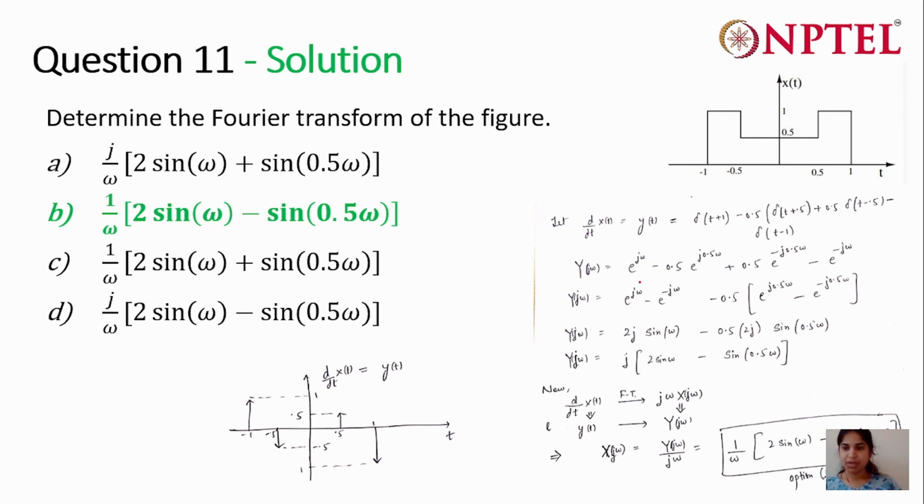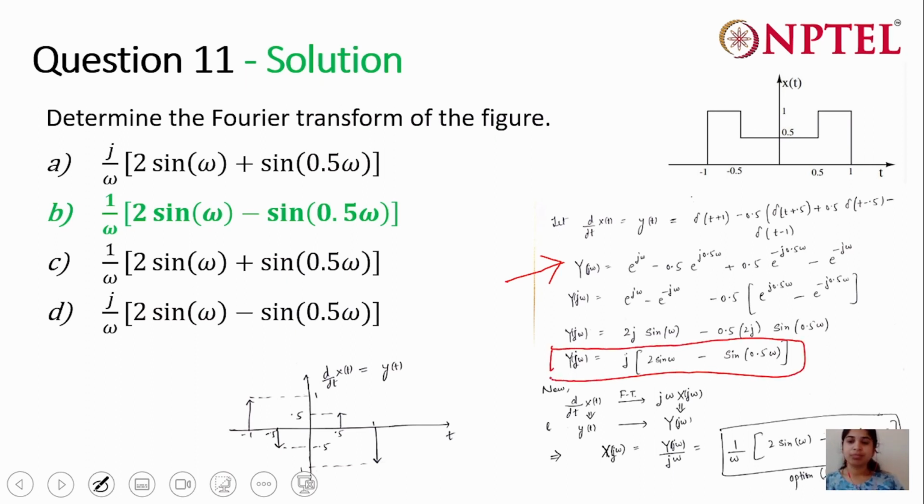So for each impulse, we can write the Fourier transform, and then you can solve them. So if you solve, finally you will be getting this, which is Y of j omega. Now you have j omega into X of j omega, so you divide by j omega. So you'll be getting this answer. So the answer is B.